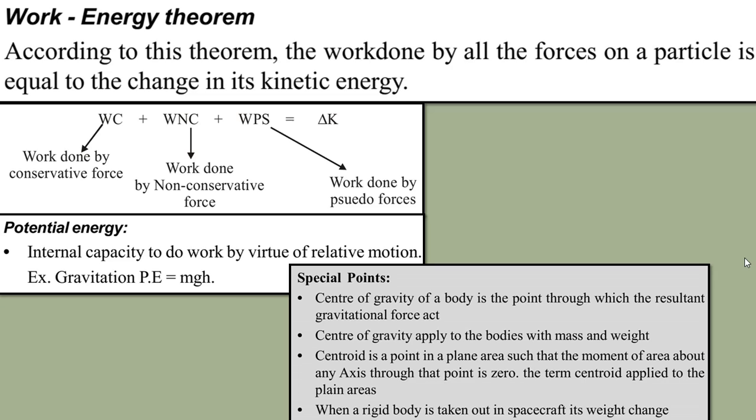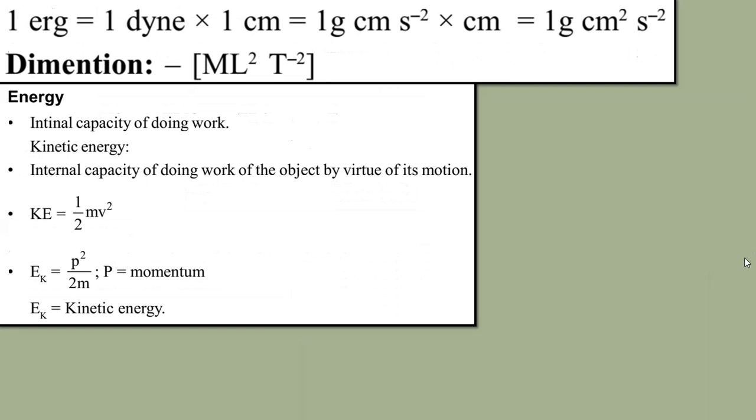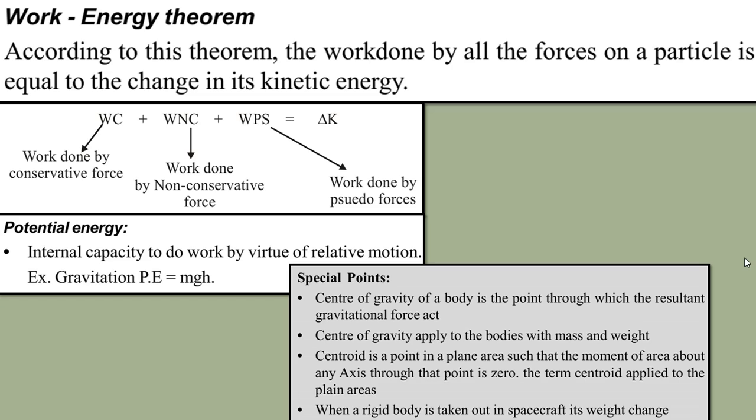Now potential energy. Potential energy is the internal capacity to do work by virtue of its relative position. For gravitational force, the potential energy is equal to mgh.